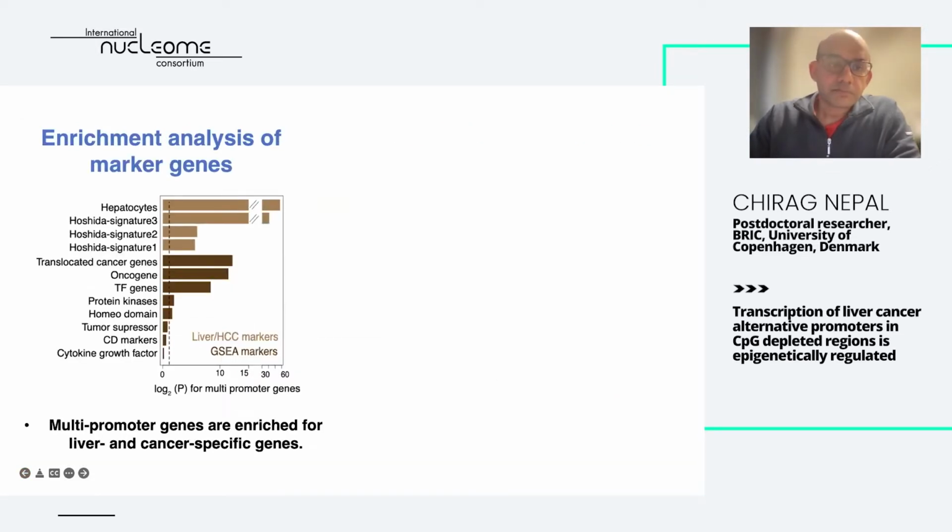promoter regulation. Then we did an enrichment analysis of these multi-promoter genes compared to the single promoter genes. What we found is that the multi-promoter genes were enriched in the hepatocyte marker genes. These are the Hoshida signature, which is a standard signature of genes used in liver cancer to associate with the survival of the patients. And they are super enriched for multi-promoter genes. Similarly, the oncogenes, transcription factors, and protein kinases are all enriched in the multi-promoter genes compared to the single promoter, indicating that the multi-promoters are enriched for liver and cancer-specific genes.